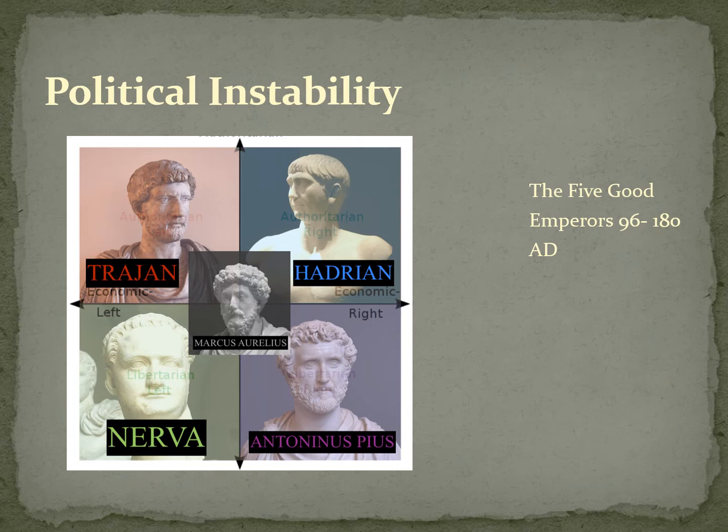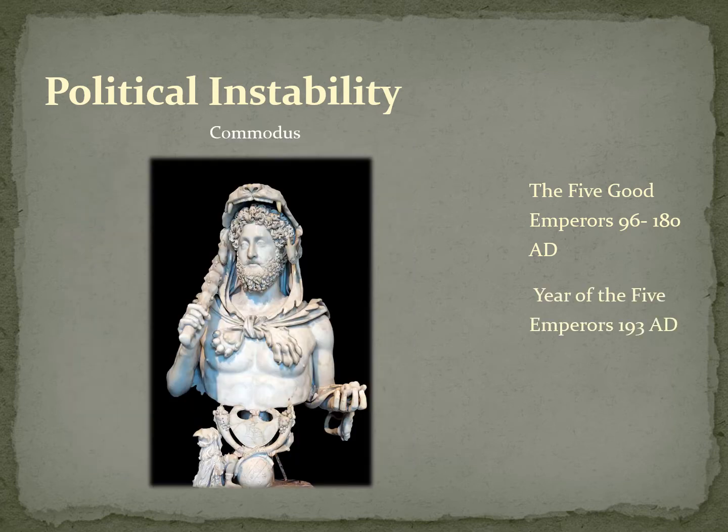Well, things come to a rather bad halt in 180 AD, and this is the time when Marcus Aurelius, maybe the greatest of Roman emperors, a philosopher, a Stoic philosopher, a really selfless individual, died. But Marcus Aurelius, unlike the others, had a son, and so he passed it on to his son, Commodus.